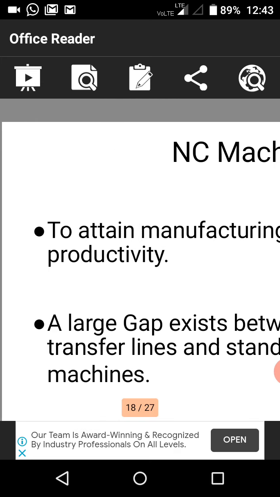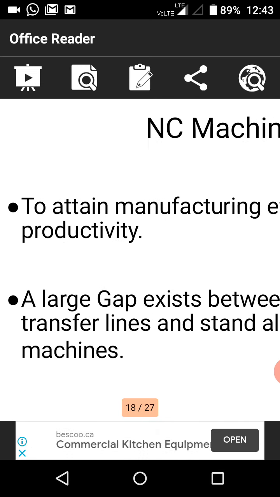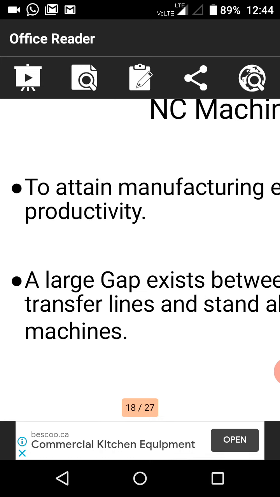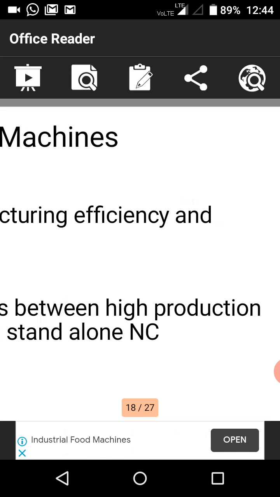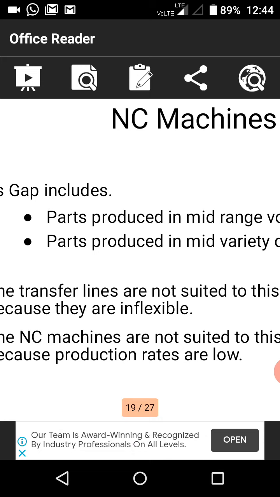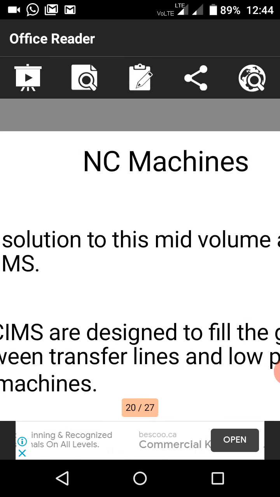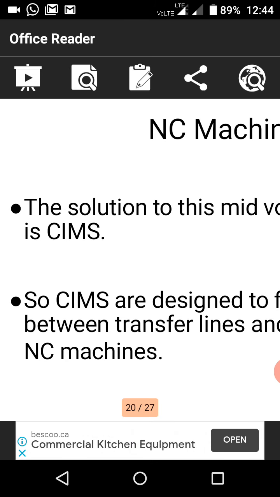To attain manufacturing efficiency and production, a large gap exists between high production, the transfer line, and standard stand-alone NC machines. So this is it. It is all controlled by the transfer line. Okay. So the solution to the mid volume is the SIM. It lies in between, and this whole thing depends on the graph.